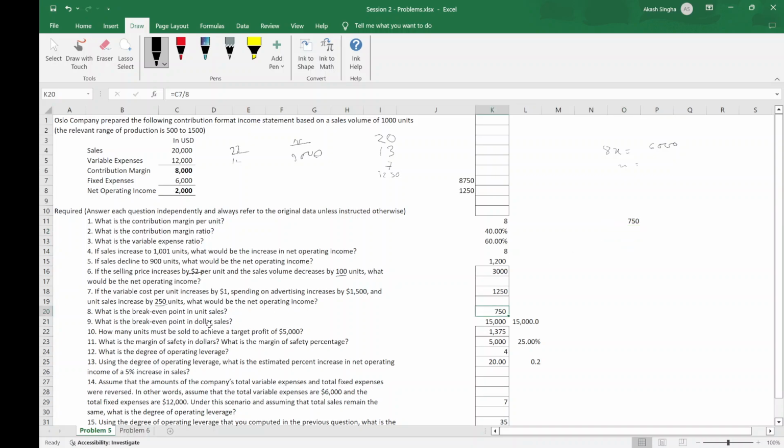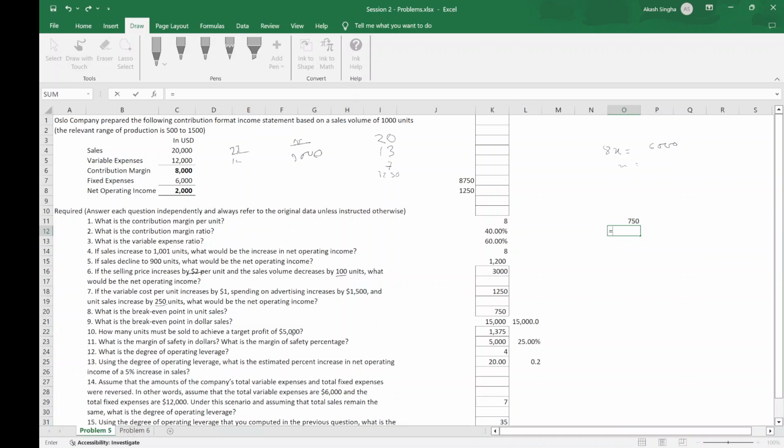And what is break-even point in dollar sales? So if you have to sell 750 and per parcel it is costing 20, it will be 750 into 20, which is 15,000.